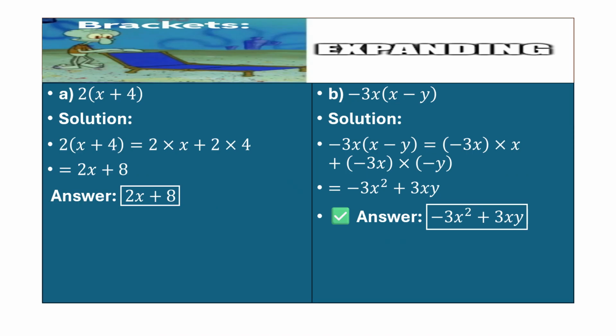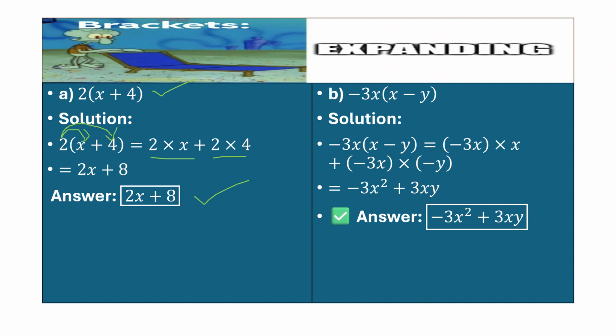Here we are going to understand about expanding brackets. Now how are you going to expand these brackets? If you see question number 1, 2 bracket x plus 4. Now the solution will be you need to multiply the number which is outside the bracket with the numbers which are inside. So 2 is multiplied with x, so you get 2x. Then the same number which is outside multiplied with the number which is inside, 2 into 4. So you get 2x plus 8. That's your answer.